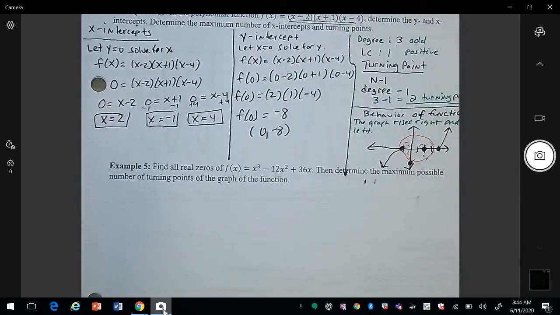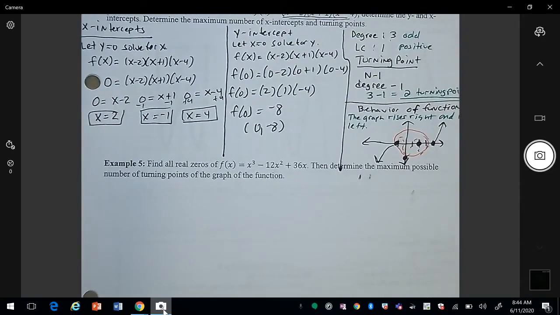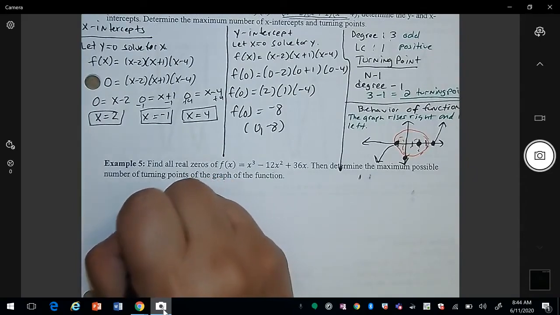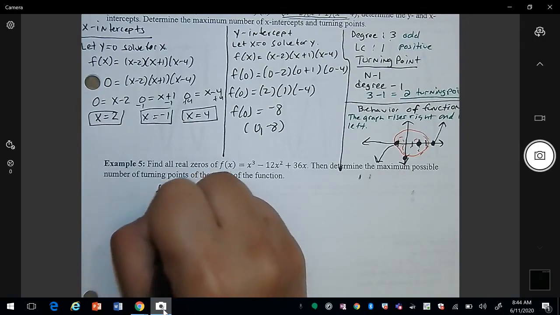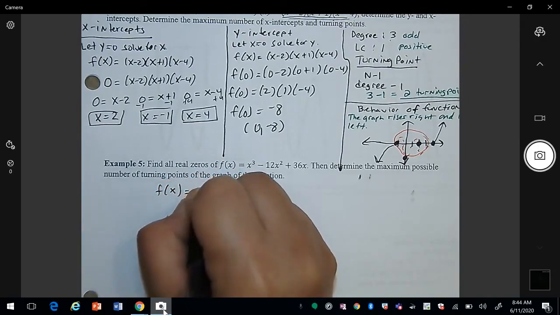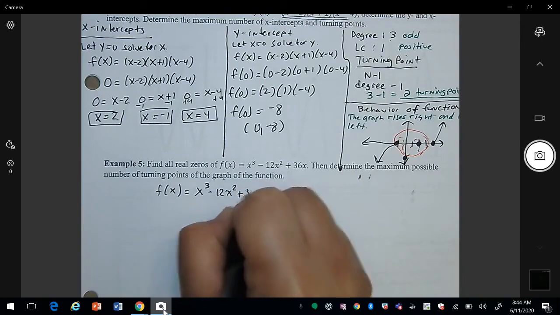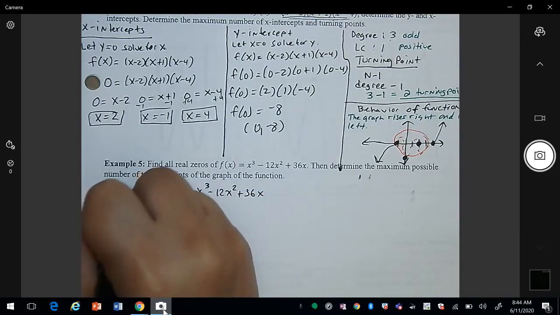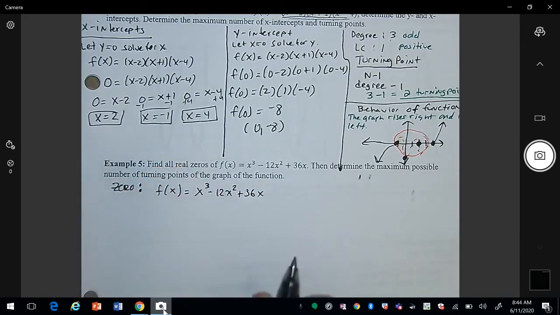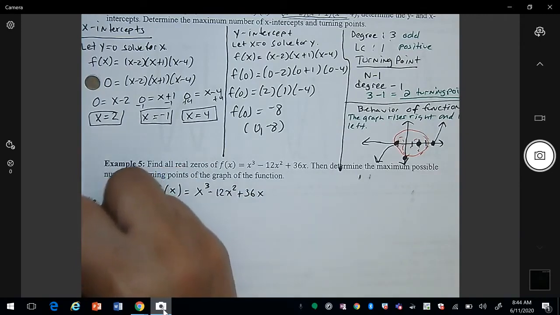Find all the real zeros and determine the maximum number of turning points. So again, here we have f of x is equal to x cubed minus 12x squared plus 36x. So we can find the zeros first. To find the zeros, that's the x-intercepts, so we're going to let y equal 0 and solve for x.